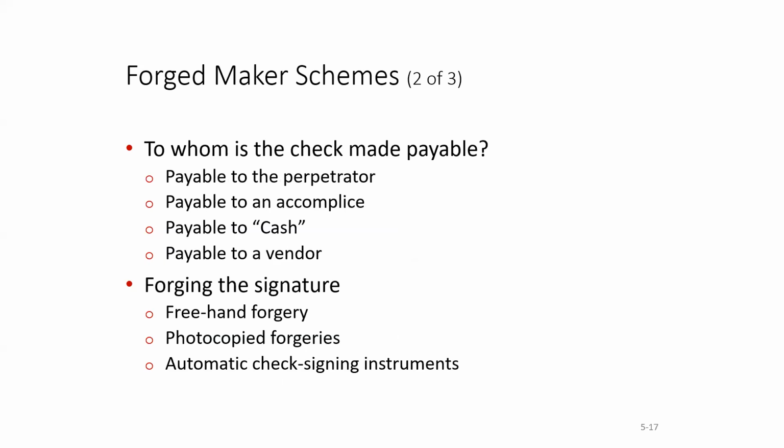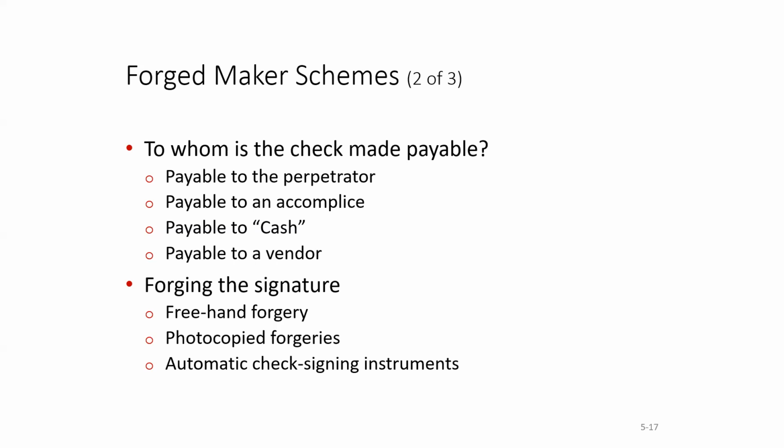Some things to consider with our forged maker scheme is who we're going to make it payable to. We know that we're going to sign someone else's name, but when we have to make it payable, who are we going to make it payable to? In most instances, these forged checks are going to be payable to the perpetrator so that they can easily cash those checks, because a check that you can't cash isn't really worth anything. So most often they're going to write it out to themselves. They could also write it out to an accomplice who then would cash the check and split the proceeds. They could also make it payable to cash if they don't want their name on the front of the check.